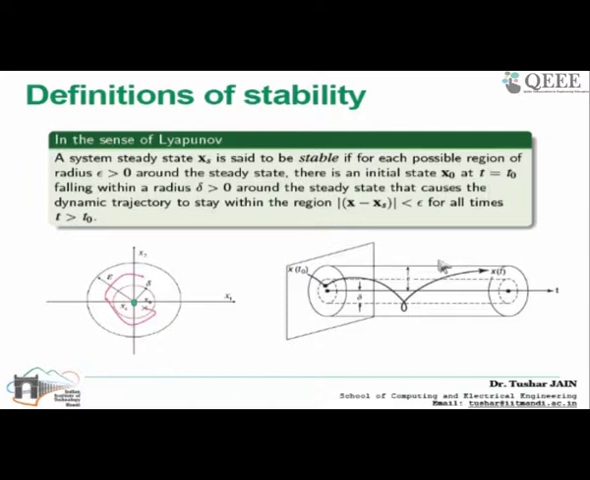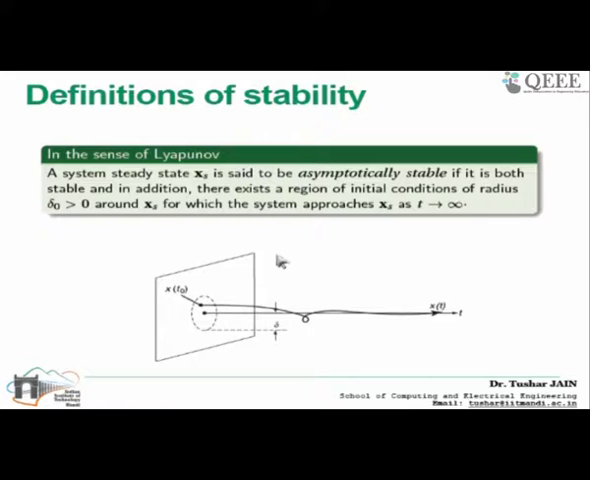Now we will see a couple of definitions so that we could converge to our study of stability for linear systems. There is another term called the asymptotically stable system. It is also in the sense of Lyapunov, that a system steady state xs is said to be asymptotically stable if it is both stable, as we have seen, and in addition there exists a region of initial conditions of radius delta naught, which is also a function of epsilon, around xs, for which the system approaches xs as t tends to infinity.